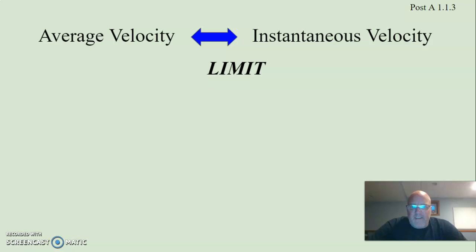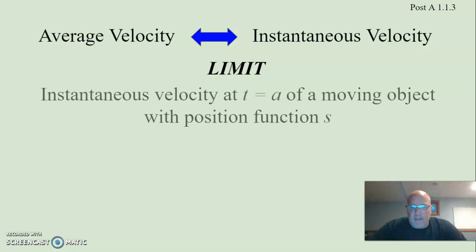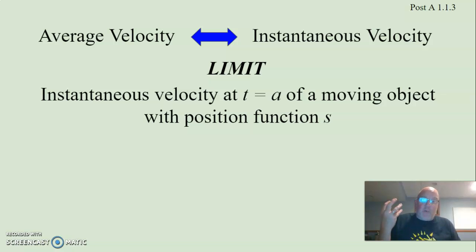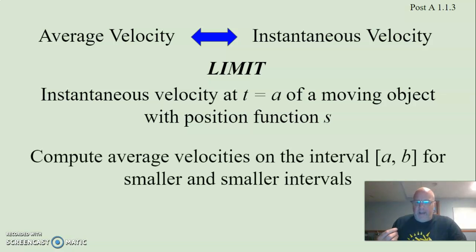Now, we're going to get into this concept of instantaneous velocity and how to determine an instantaneous velocity using what we call limits. That's going to come on a little bit later in the course. But I think the question that we need to ask ourselves is, what is the instantaneous velocity at some time interval, t equals a, of this moving object that we have a position function for? How do we calculate the instantaneous velocity of that object?